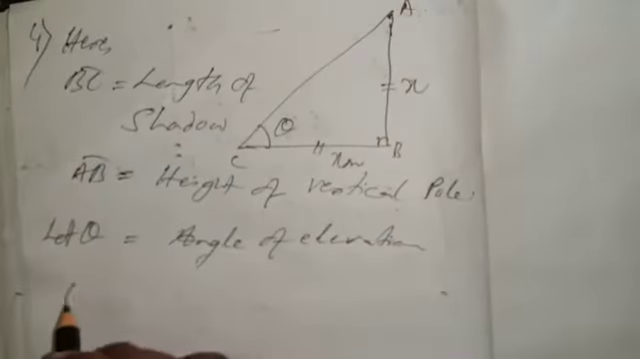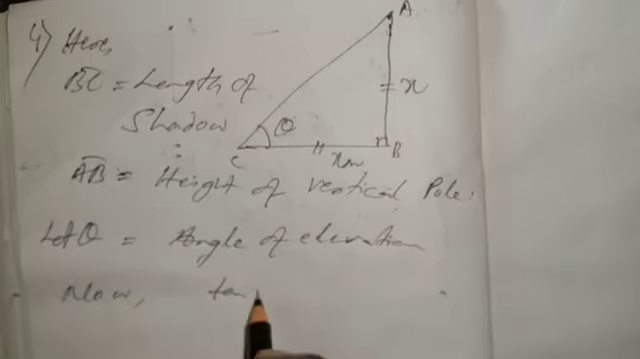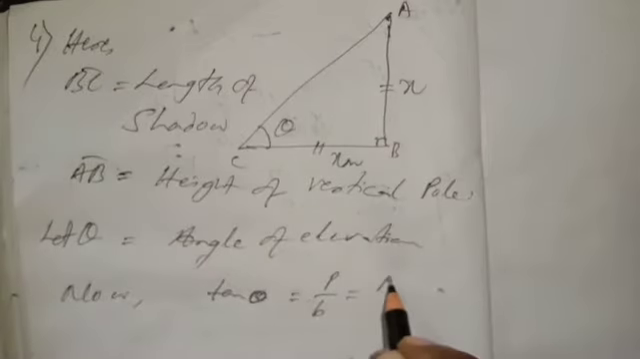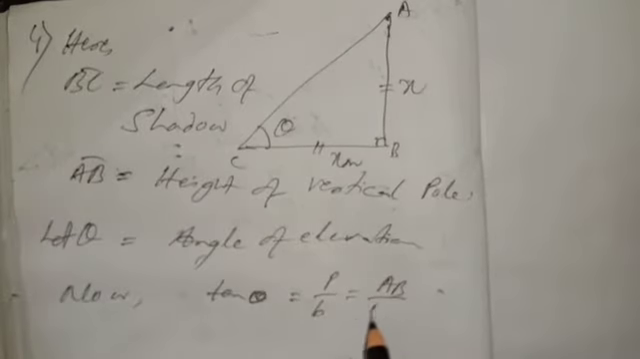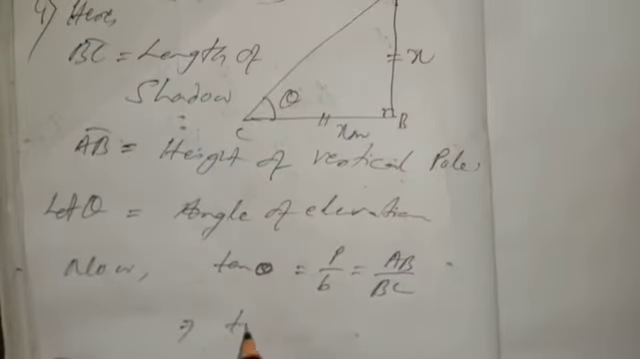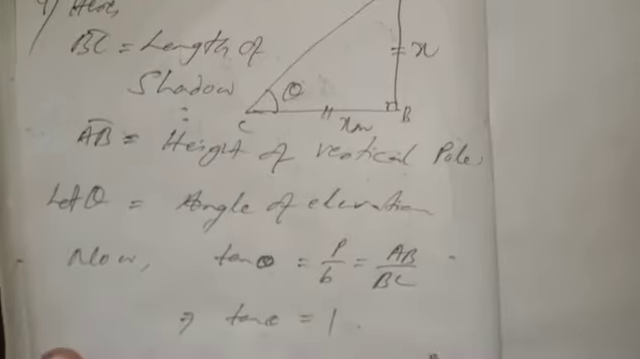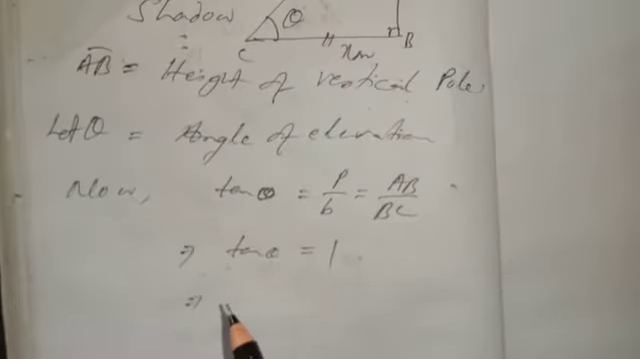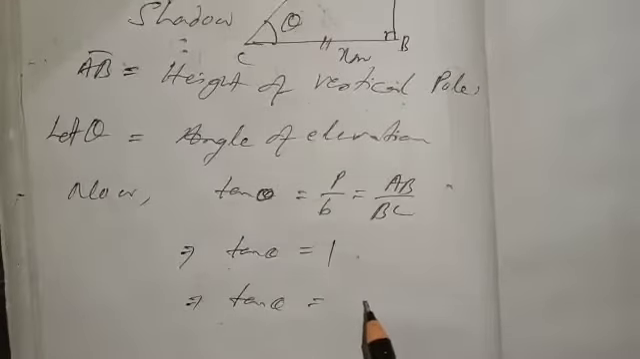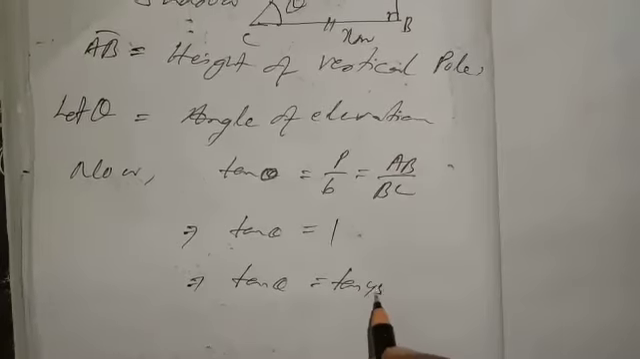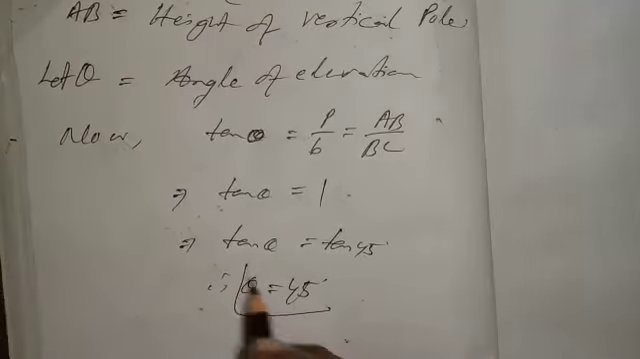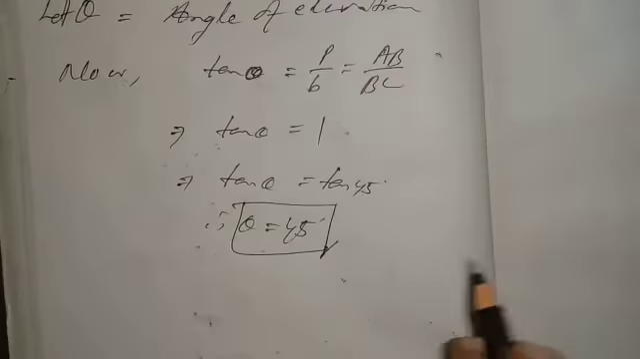Now you have to apply tan theta. What is the tan theta formula? P by B, perpendicular by base. Here the perpendicular I have taken as AB, the height of the vertical pole, and BC is its shadow. Both are equal, so tan theta is x by x, that is 1. Tan theta is equal to tan 45, because tan 45 is 1. Comparing both sides, theta is equal to 45 degree.